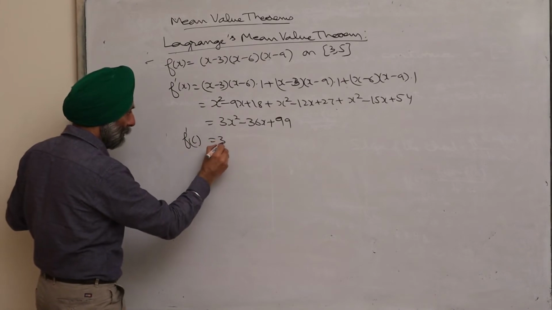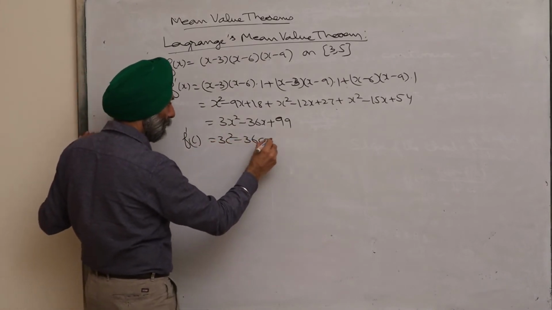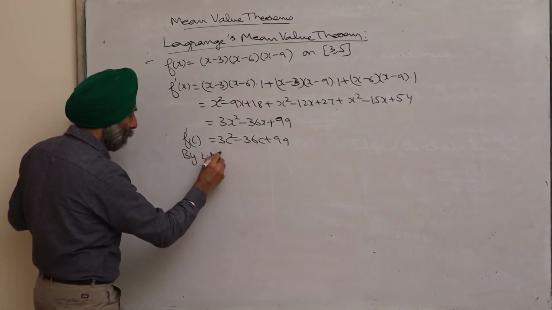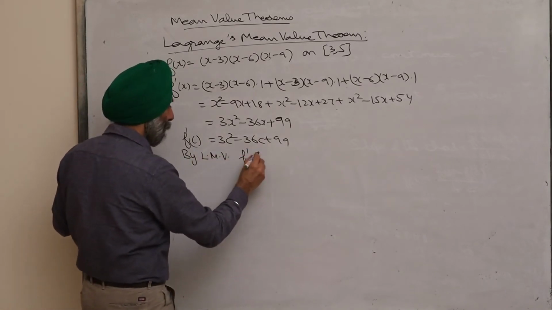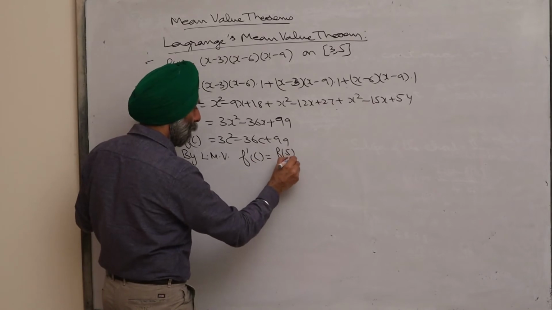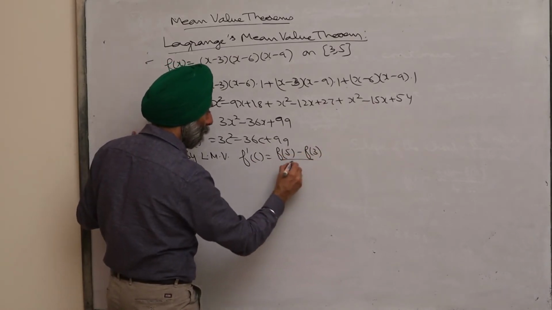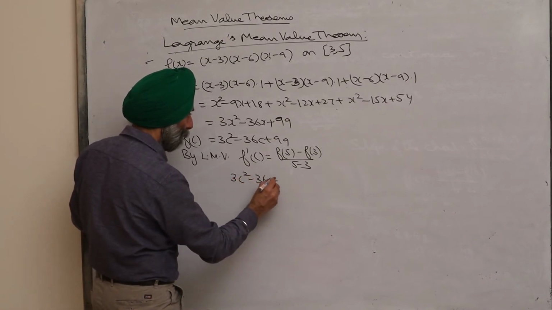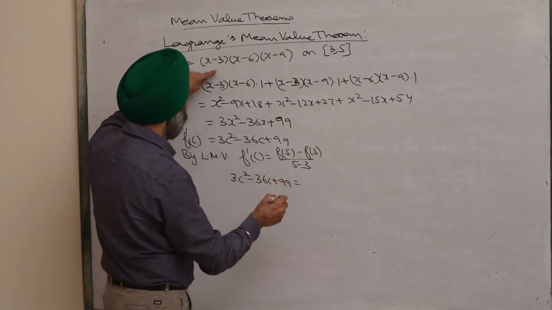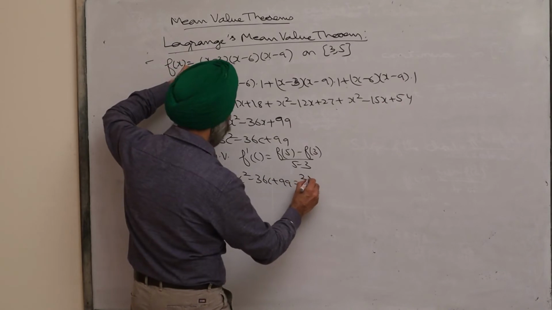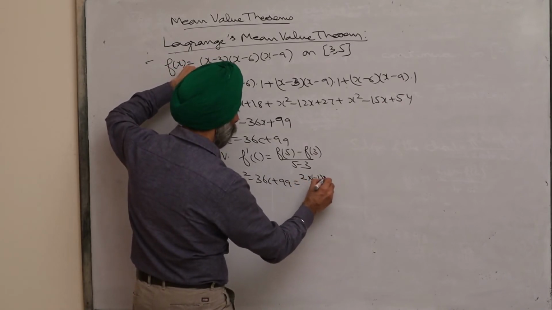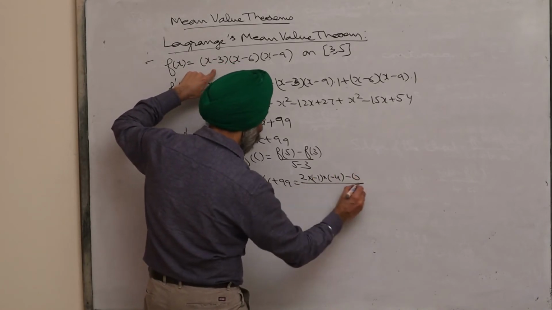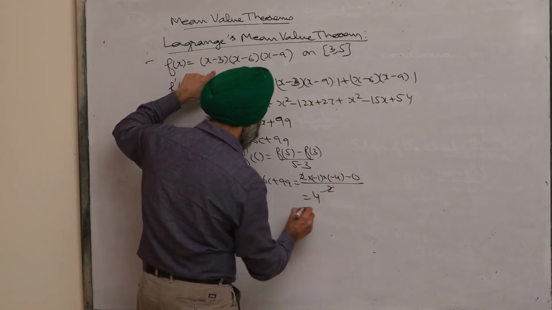So f dash c is equal to 3c square minus 36c plus 99 by Lagrange's mean value theorem. f dash c is equal to f of b minus f of a upon b minus a. That is, 3c square minus 36c plus 99 is equal to 2 into minus 1 into minus 4 minus 0 upon 2. So this is equal to 4.